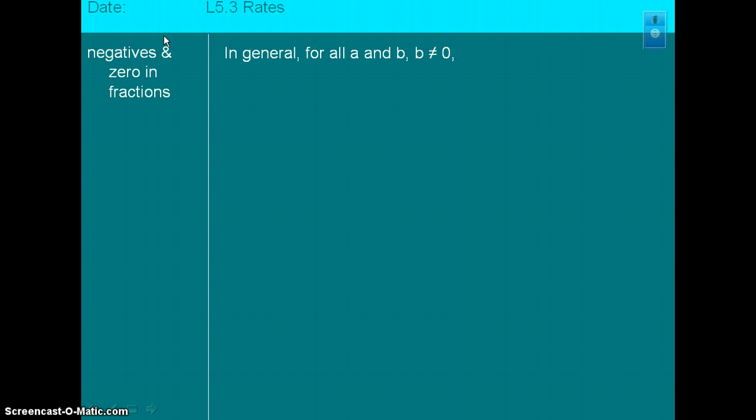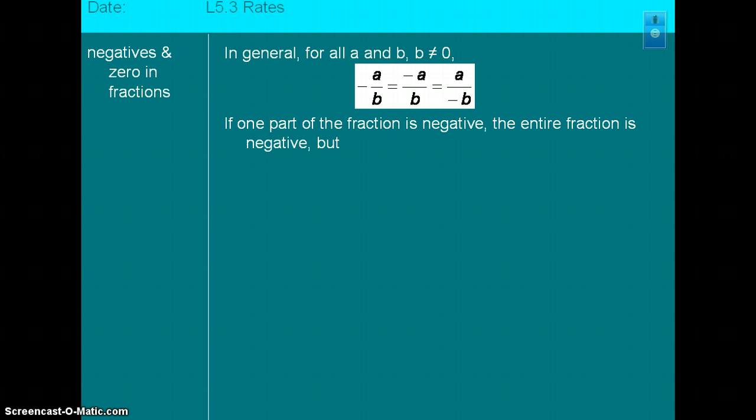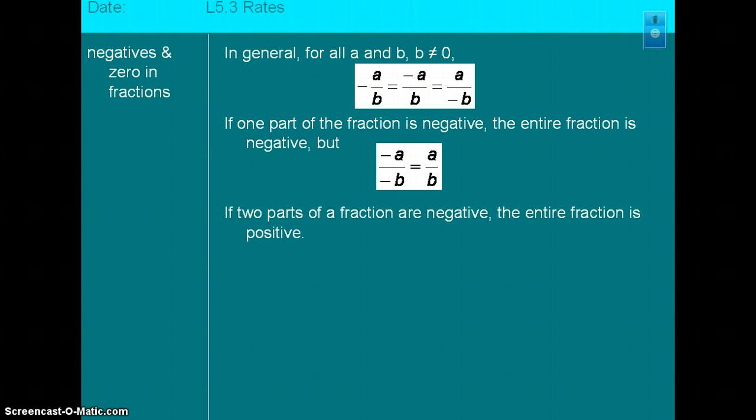Let's talk a little bit about negatives and zero in fractions. We've talked a little bit about zero in fractions, and we'll continue to talk about that. But let's begin with negatives. In general, for any numbers a and b not equal to 0, because what we have said about 0 is that 0 cannot be our denominator, the opposite of the fraction a over b is the same as the opposite of a over b is the same as a over the opposite of b. If one part of the fraction is negative, really the entire value of the fraction would be negative. But if we have something like the opposite of a over the opposite of b, it's equal to a over b. If two parts of the fraction are negative, the entire fraction is positive. It indicates a positive value.